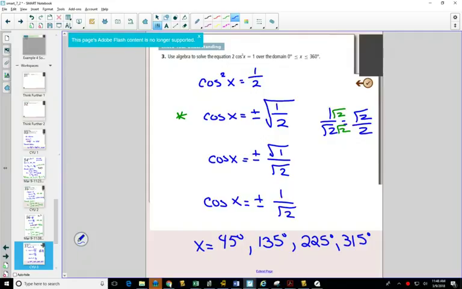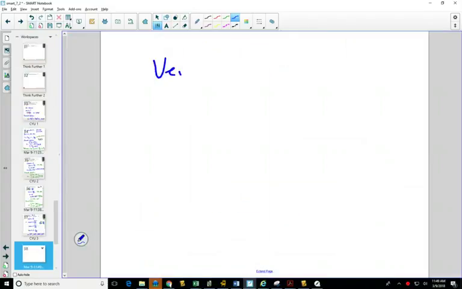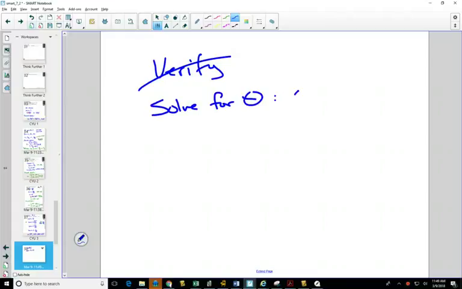Questions for homework are 5 and 11. I'd like you to turn to question 5 right now. Question 5 says verify. Instead of, I would like you to change, put a line through verify, and I just want you to change it to be a solve question.